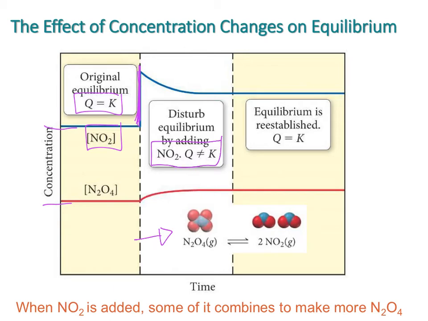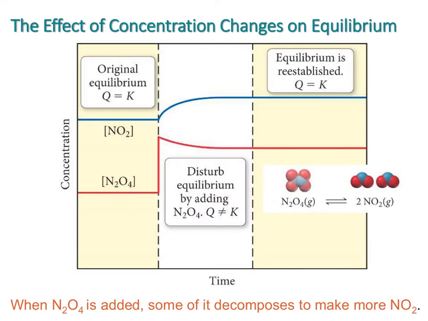So what's going to happen is, to counteract that, this will begin to decrease because more of this N2O4 will be formed. So the reaction shifted to the left because you had that increase over here, and now you have more N2O4 being formed, and now equilibrium is reestablished.